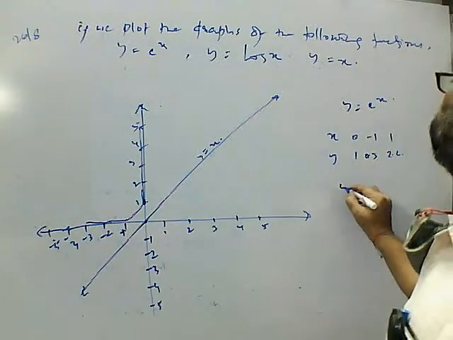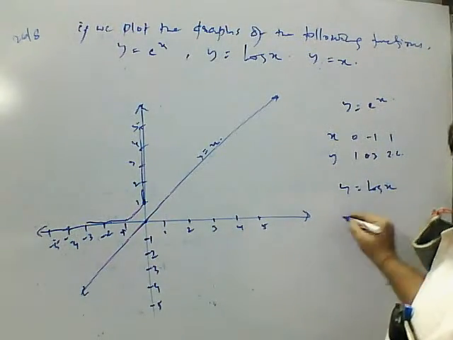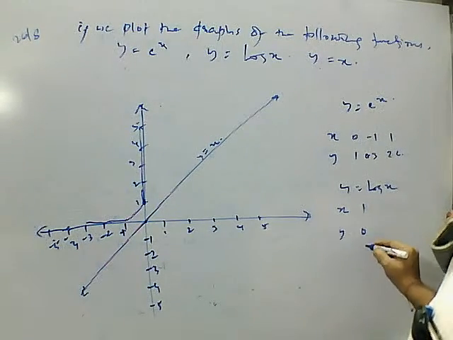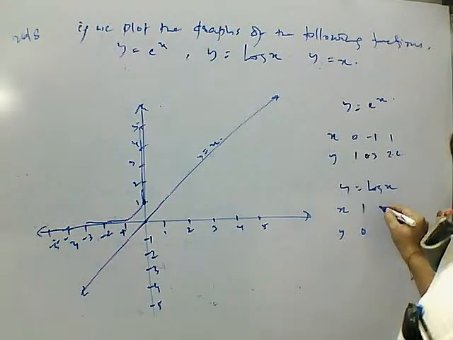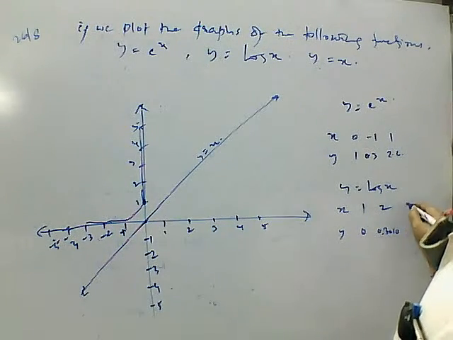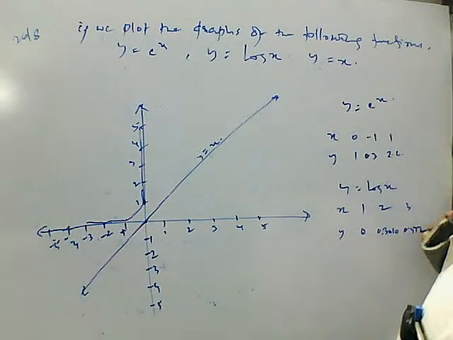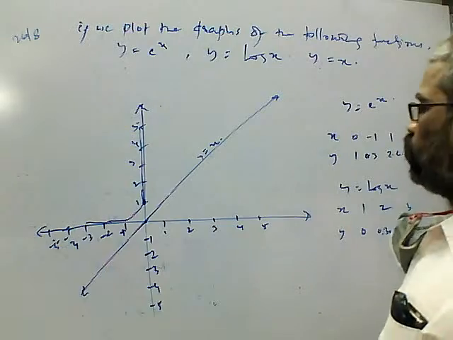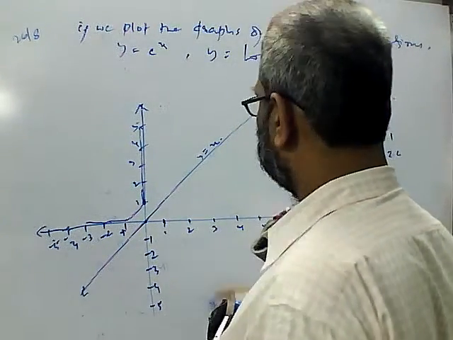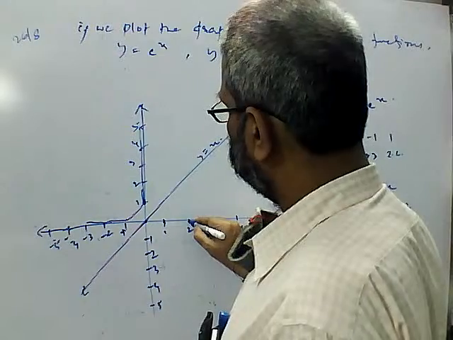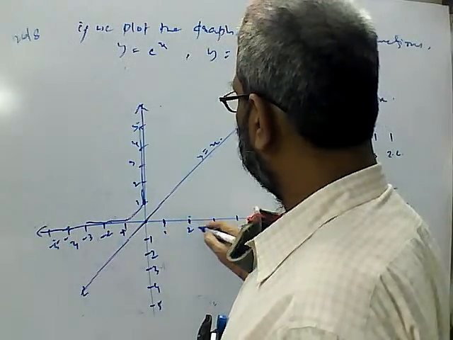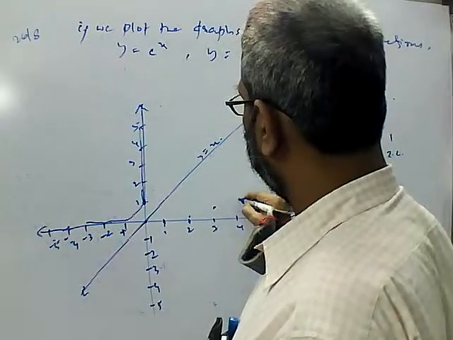Next, y is equal to log x. I take x and y. At x is 1, y is 0; at x is 0, it is undefined; for x minus 1 also undefined. At x is 2, log 2 is 0.3010, and log 3 is 0.4771, like that. So at x is 1, y is 0 here, log 2 is equal to 0.3010, right? And log 3 is 0.4771, like this we get.